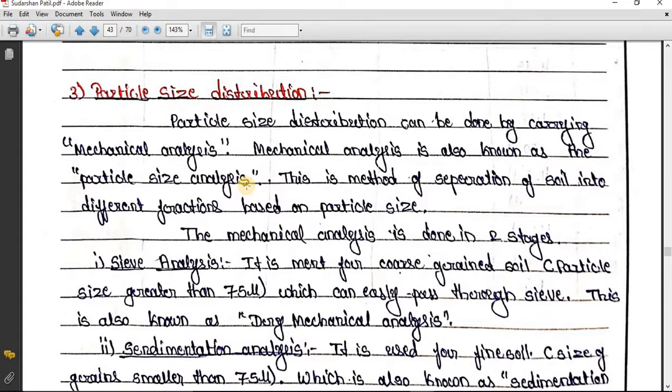So what is the percentage of soil which has a particular size, if I consider a particular size as 1 mm? If I take some amount of soil, what is the percentage of soil which has a particular size of 1 mm? We are going to find that out in particle size distribution. So it is very simple. It is nothing but finding the percentage of soil which has different sizes. Understand it in this way, it will be much better for you.